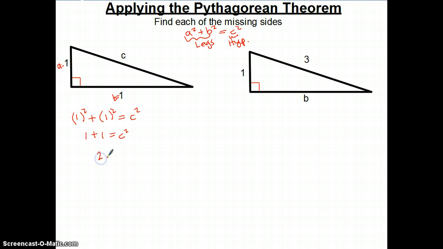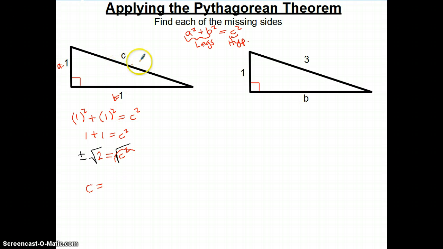Adding these, I get 2 is equal to C squared. And now we need to solve for C. In order to do this, I square root both sides. Anytime you put in a square root, you must put in the plus or minus. So I have C is equal to positive or negative square root of 2.